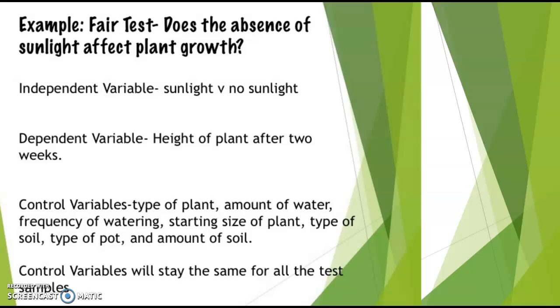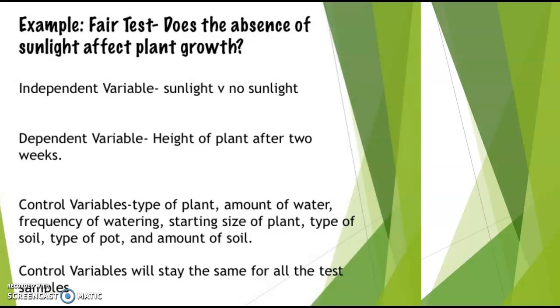So here's another example. Does the absence of sunlight affect plant growth? So an independent variable might be if there was sunlight or no sunlight. And it's going to affect the height of the plant. Did it grow more or less with sunlight or no sunlight? So the things that you control that you're not going to change is the type of plant. You're going to make sure both plants that are in sunlight and out of sunlight are the same type of plant. You're not going to change the amount of water.